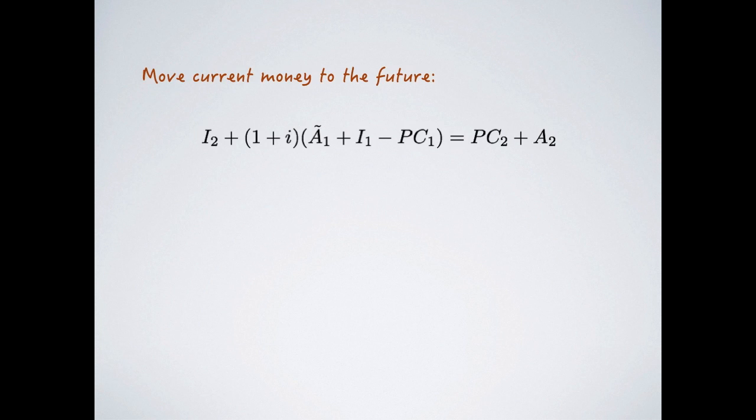Here, we look at the future. Tomorrow, we have I2 cash plus any unspent current money that we save for tomorrow's usage. That's why we multiply it by 1 plus I. Altogether, this part of the money can be used for tomorrow's consumption, PC2, with the part left to build up your asset balance, A2.